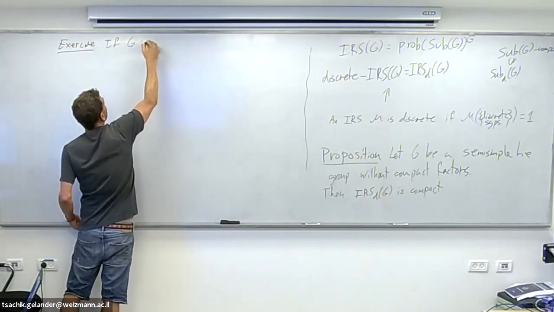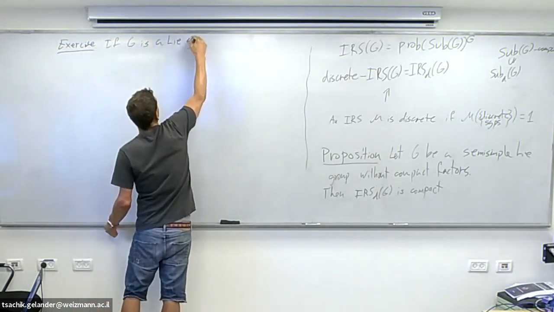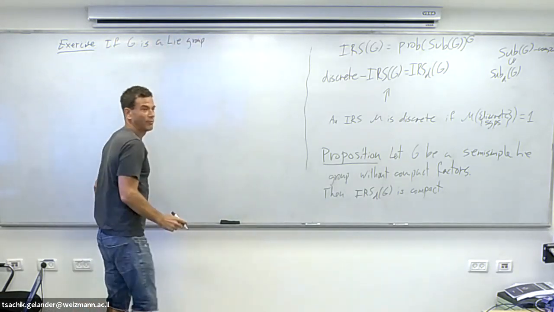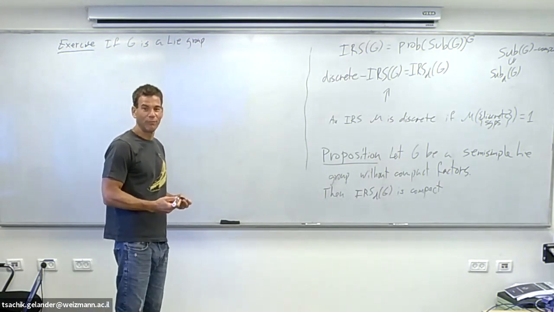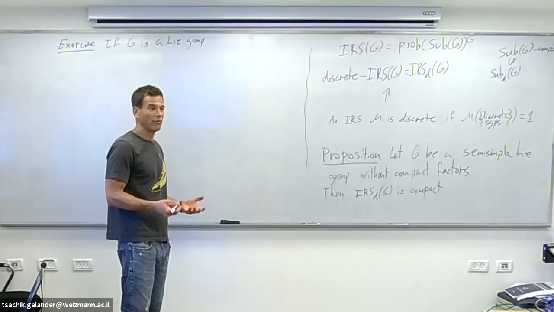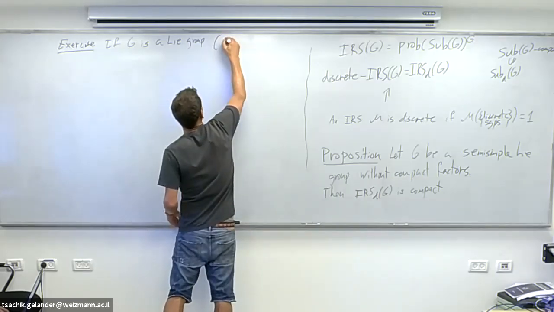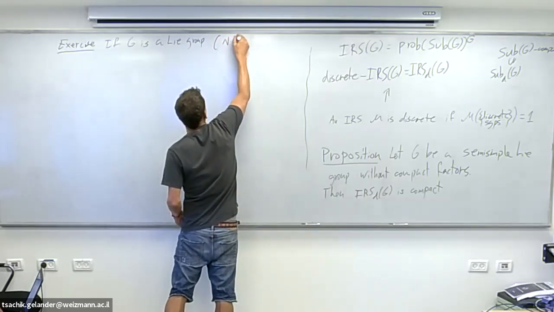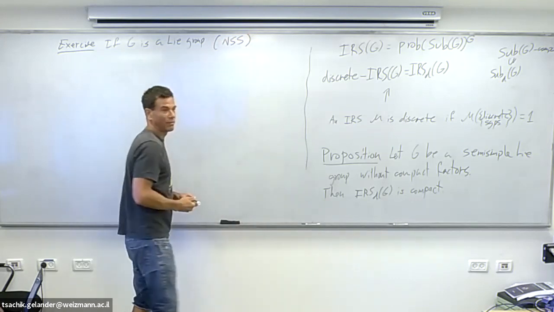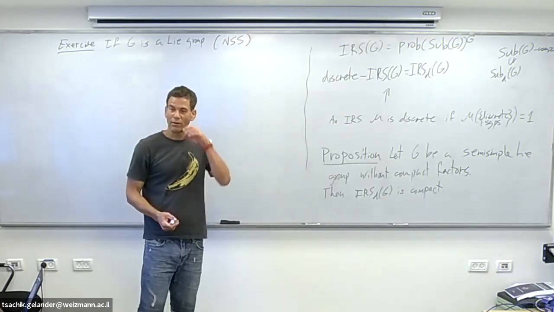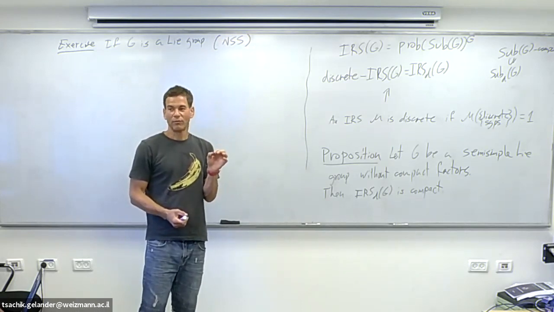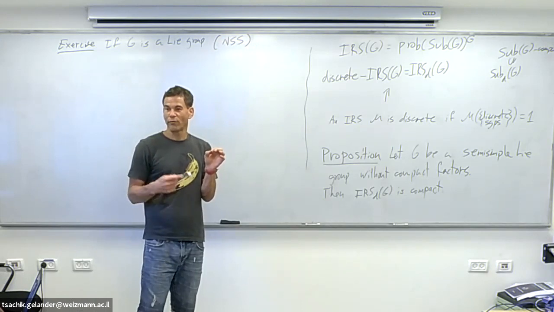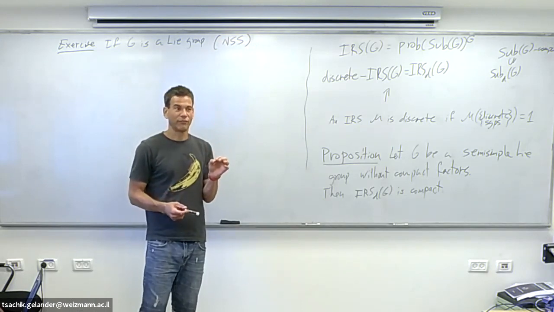If G is a Lie group, and do you remember what is a Lie group? So let me remind you, a Lie group is a locally compact topological group with no small subgroup, NSS. So a locally compact group is NSS if there is an identity neighborhood which contains no subgroup except the trivial. That's the definition of NSS.